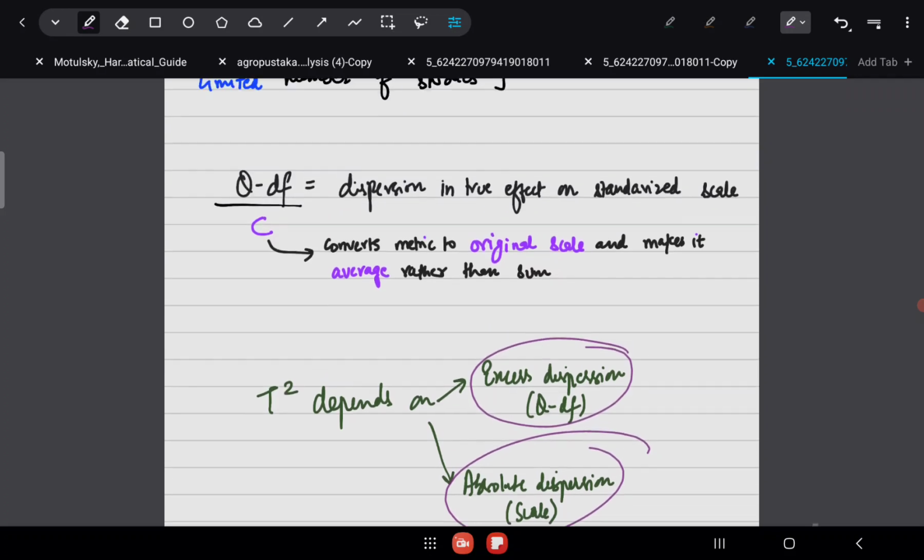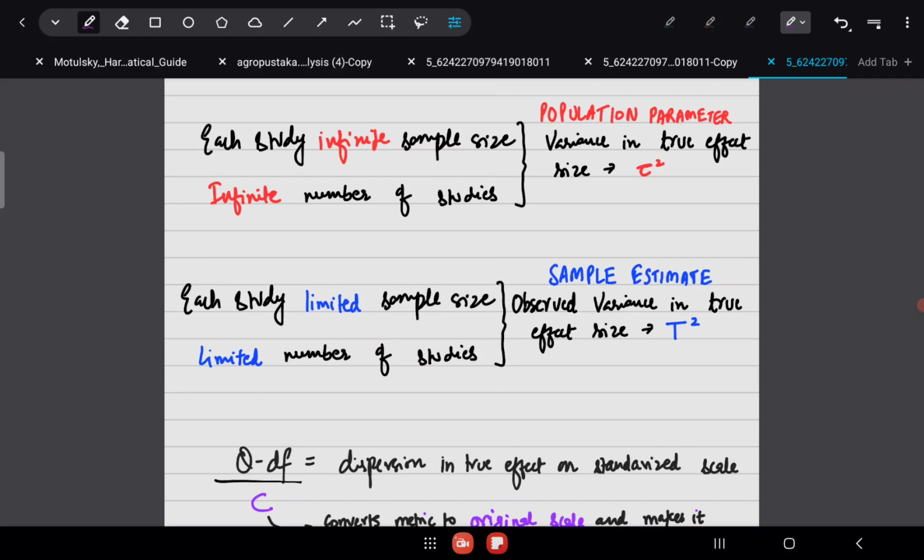So what we have discussed till now is that tau square is the variation in the true effect size, and it is a population parameter. It is a hypothetical concept, as if each study had an infinitely large sample size and there were an infinite number of studies. Whereas our sample estimate of this population parameter is the t-square. So this is the observed variance in the true effect size, and this is because each study has a limited sample size and there are only a limited number of studies. That is the difference between tau square and t-square.